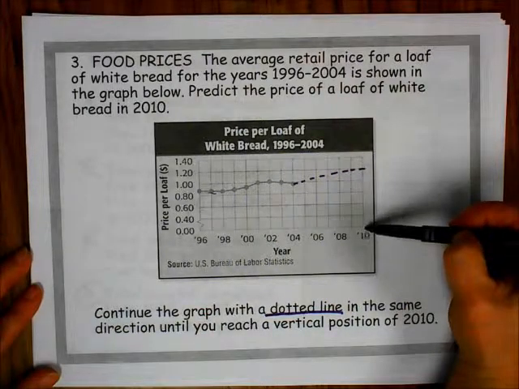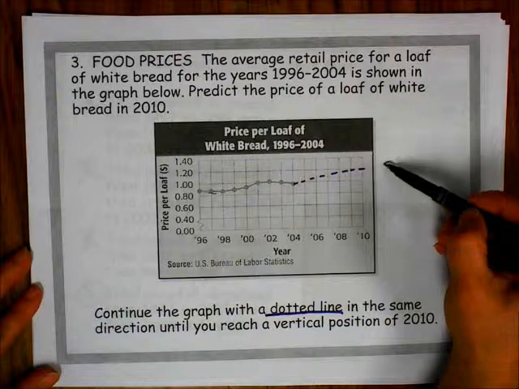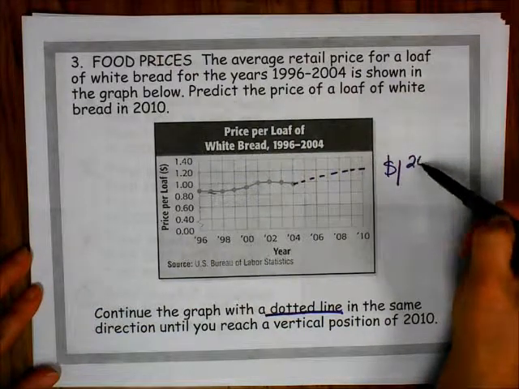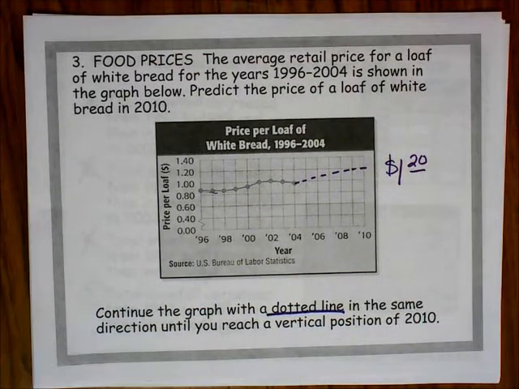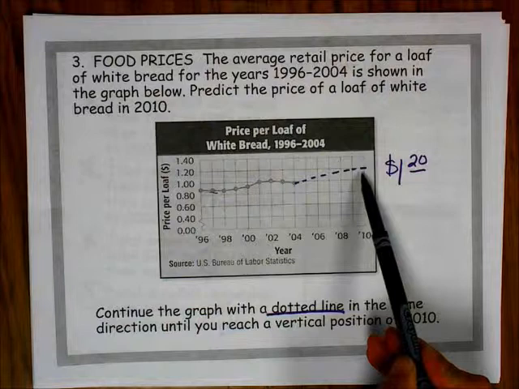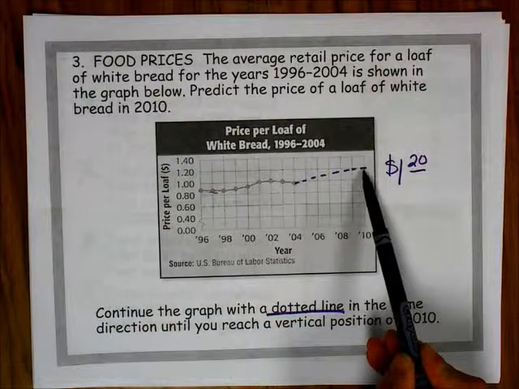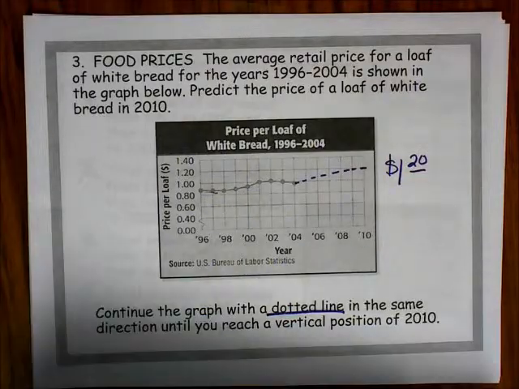So now I'm going to come to 2010. I'm going to go up, and my prediction is that a loaf of bread is going to cost about $1.20. So remember, if you don't have the actual data to support the graph because you're making a prediction, always use a dotted line to continue the graph.